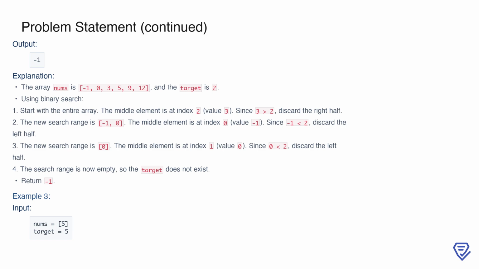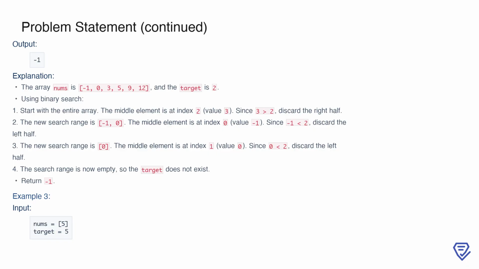In the second example, the array nums is the same, -1, 0, 3, 5, 9, 12, but the target value is 2. Using binary search, we start by looking at the middle element at index 2, which is 3. Since 3 is greater than 2, we discard the right half of the array and focus on the left half. The new search range becomes -1, 0.